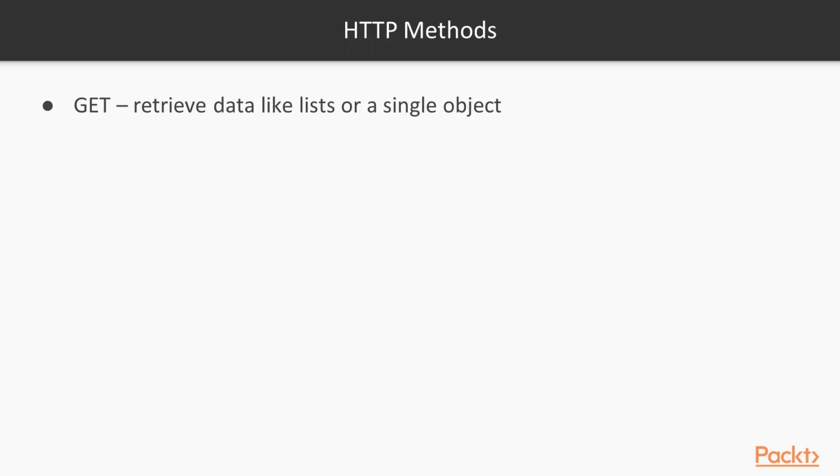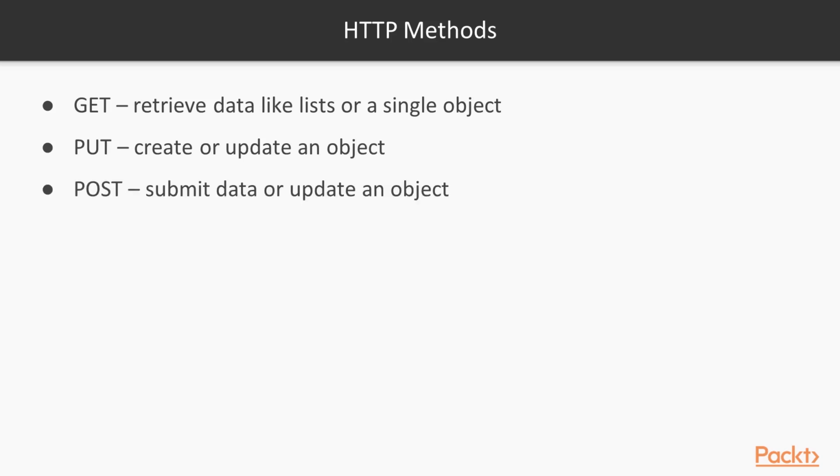There are 7 HTTP methods that can be used. We will only use the first 4. The GET HTTP method is used to retrieve data like a list or a single object. The PUT can create or update an object. The POST can submit data or update an object. It can also create an object. Some developers choose to leave out the PUT, so they only use GET, POST, and DELETE. The DELETE method deletes a resource.